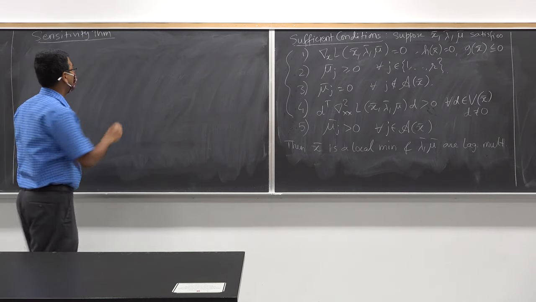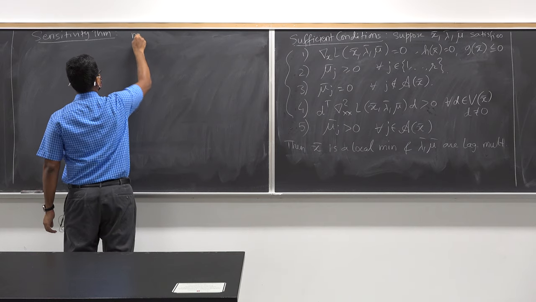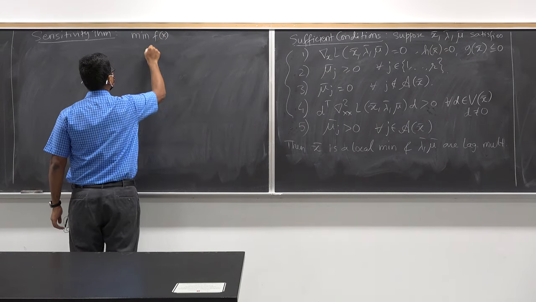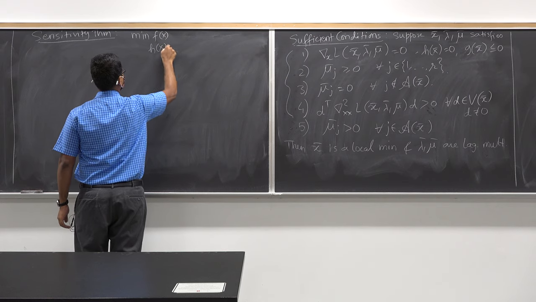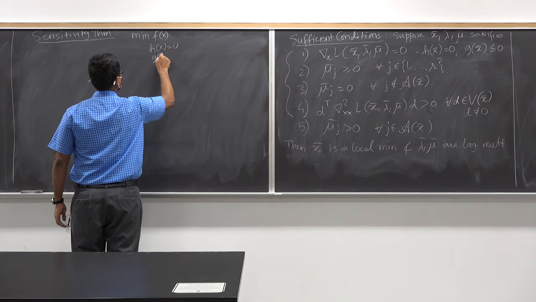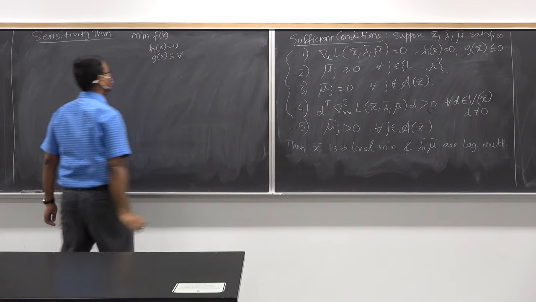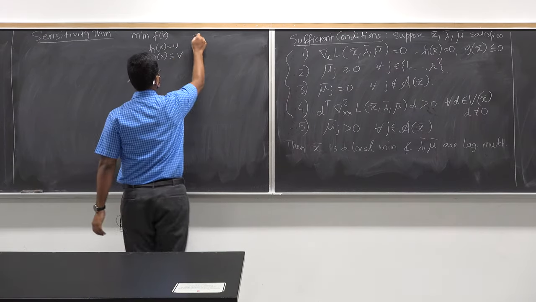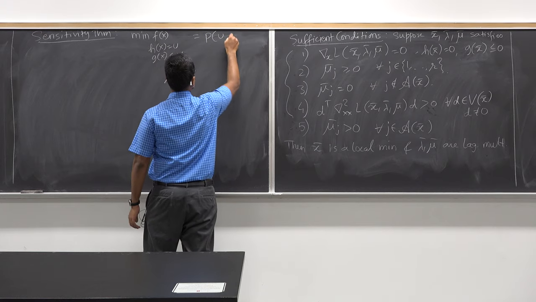So let's consider the following problem. I want to minimize f of x such that h of x is equal to u and g of x is less than or equal to v. And I'm going to call the output p of u comma v.